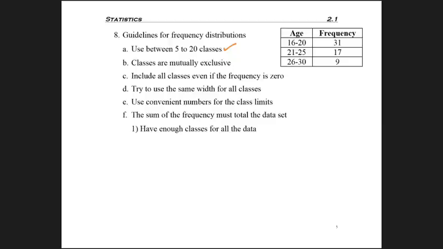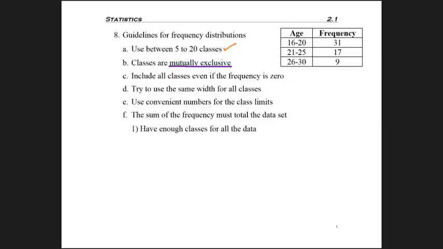The second thing you want to look at is that all classes are mutually exclusive, and that means no number would fall into more than one class. So if the first class ends at 20, I don't want the second class to start at 19, because then would a 19-year-old go in the first class or the second class?